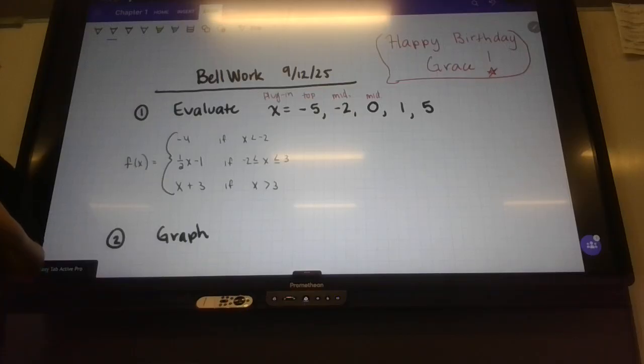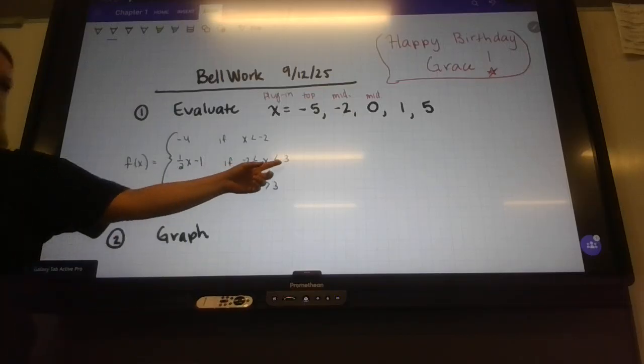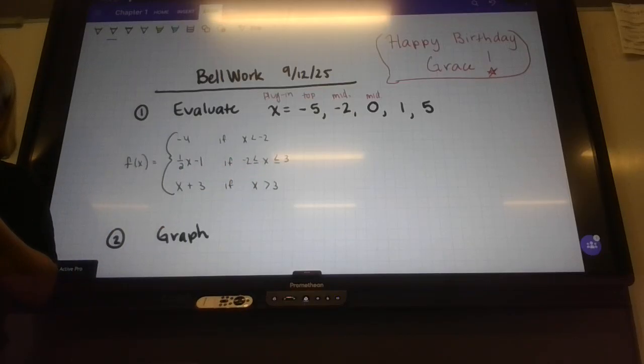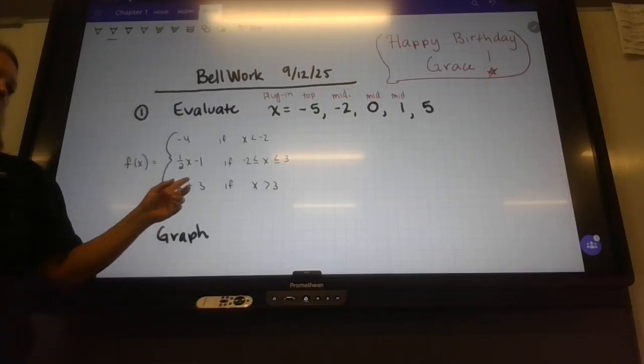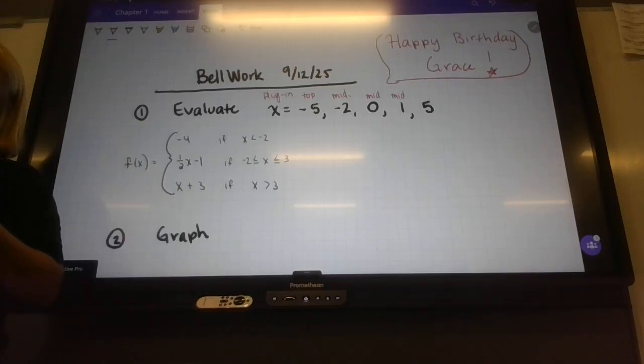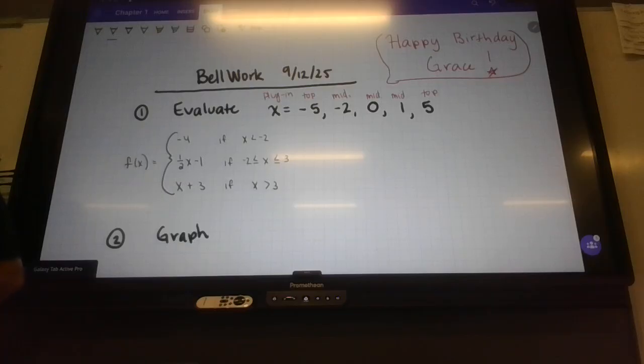1 is in between -2 and 3, so that's in the middle. And then 5 is more than 3, so that'll go into the top equation. So you have to make a decision when you're plugging in which piece to plug into.